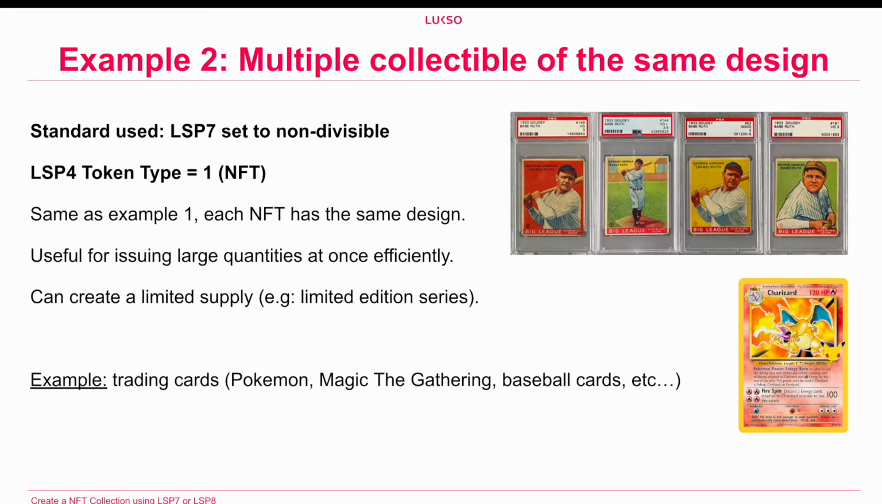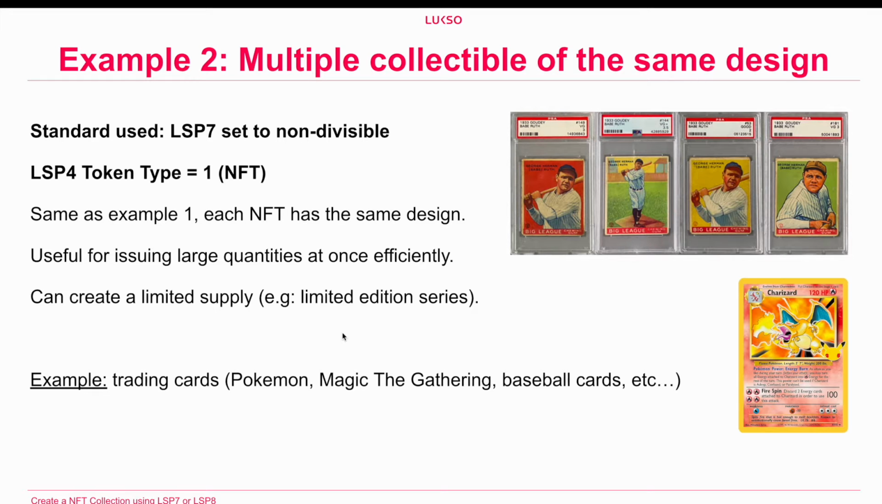Okay, now we're going to see the second example, where we can still use the same standard LSP7 to create 100 collectibles with the same design. It will be the same, we just use LSP7 set to non-divisible, and the token type is 1. And this is useful when we want to create large quantities of NFTs efficiently, but we want to differentiate whether the asset we are creating is a token or an NFT. So in this case, all the NFTs have the same design.